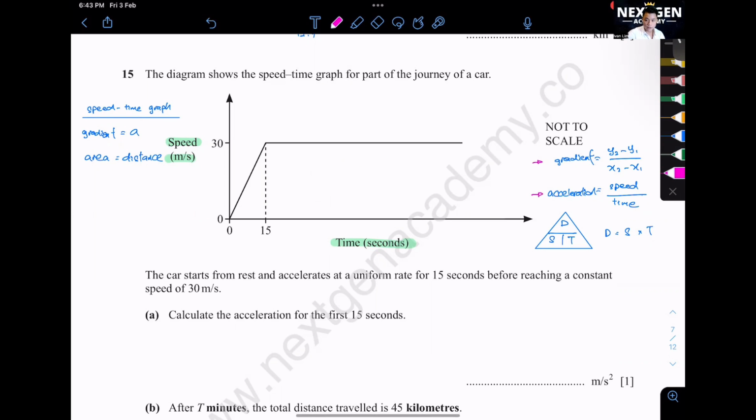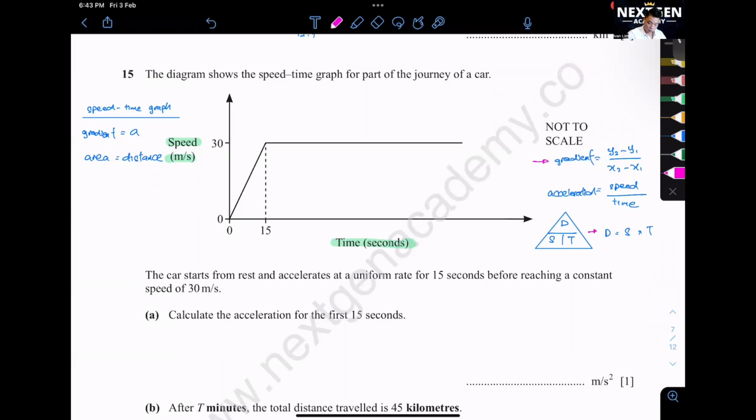So these are the two main things: gradient, and then area. The gradient and then the area. This is what you can find from the speed time graph. Distance time will follow a different set of rules.